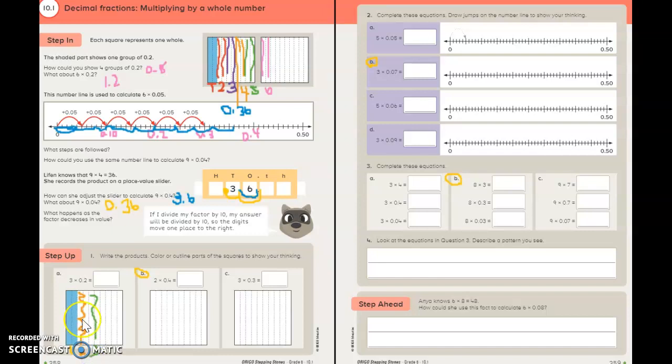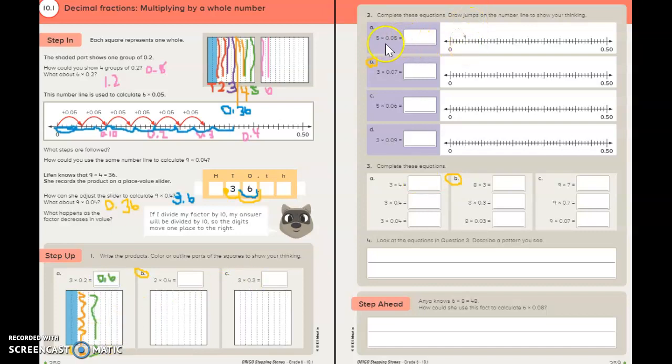So when I'm trying to solve this, I need to count how many groups I have. Here's 1, 2, 3. How many spaces do they take up? 1, 2, 3, 4, 5, 6. 6 out of 10, so my answer there would be 0 and 6/10. Go ahead and try B on your own.